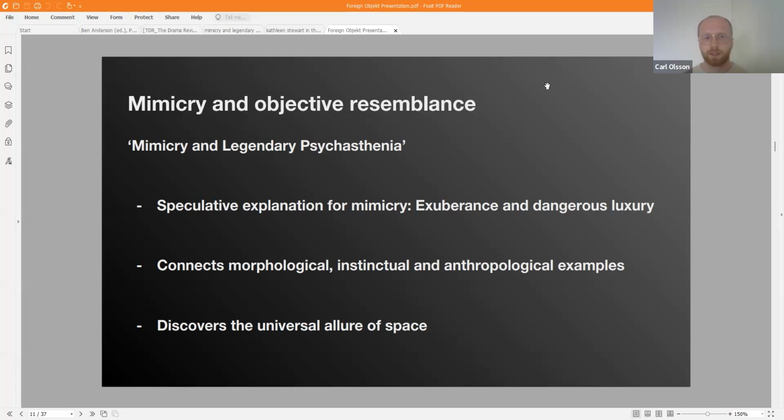In his article, Mimicry and Legendary Psychasthenia, Caillois takes up one of these relationships of resemblance, even a resemblance as such. He proposes a speculative explanation of mimicry, of how insects and other animals, even plants, come to look like one another and why they do so. He goes against what one might think is biological sense to say that it's a matter of exuberance and luxury, an almost dangerous luxury. We'll see why soon.